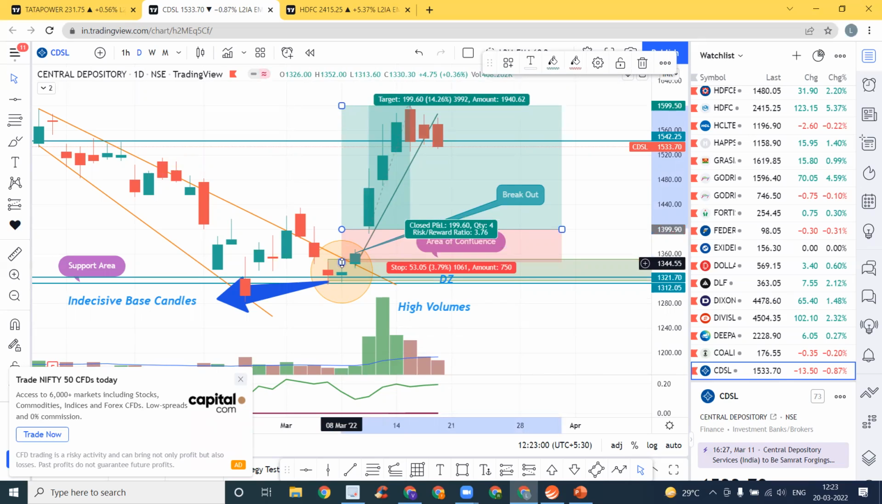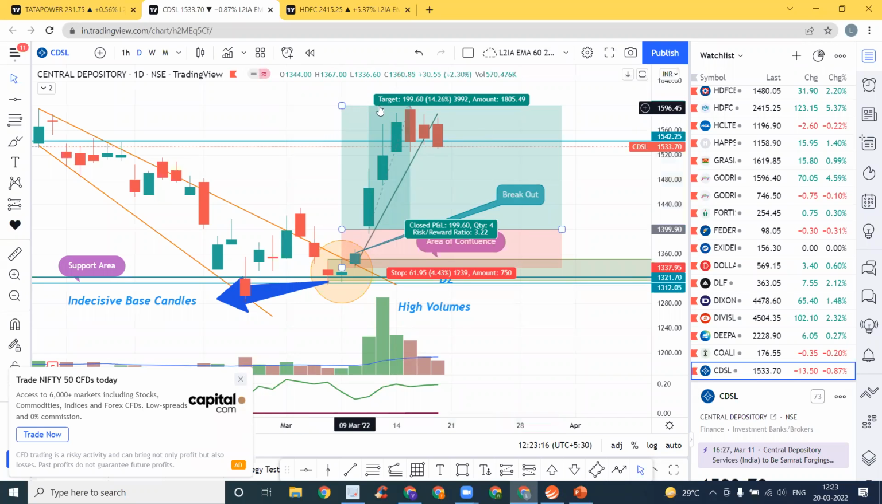So then where will I put my stop loss? I will put it below the second candle, the lower one. So the stop loss is nothing but 61 rupees and the gain is 199 rupees. So what is my profit? Nearly 3 times. Now see here, at this level my exit was planned. And what happened? After that, next day immediately a big red candle has come.